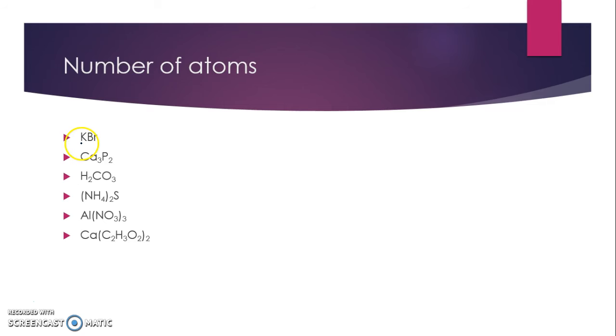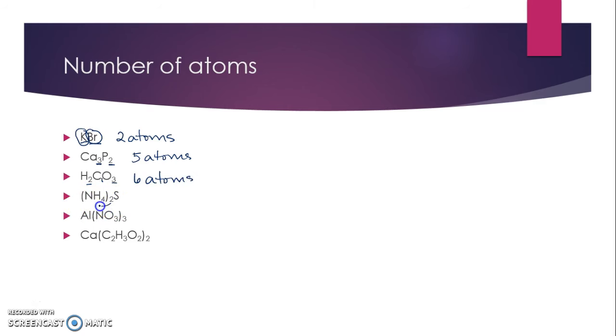Remember, in this compound here, we have 2 atoms. We have potassium, which is a big letter, and then Br, which is a big letter and a small letter. So there'd be 2 atoms in this compound. All right. In Ca3P2, there are 3 Cas and 2 Ps, which gives us a total of 5 atoms. In H2CO3, there's 1 C, 2 H's, and 3 O's, which gives us a total of 6.